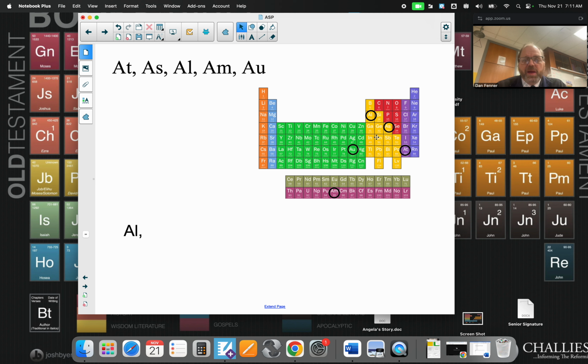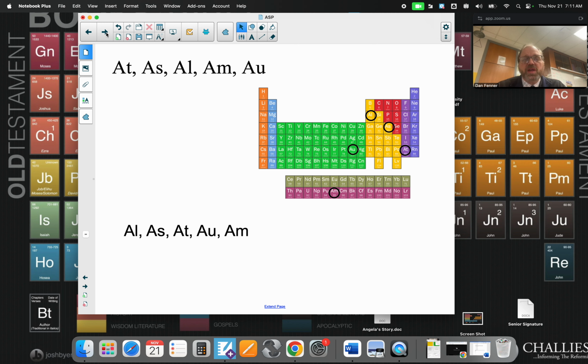Now we're going down a row, so that means that As, arsenic, would be next. Now these two are in the same row. Since they're in the same row, the one to the right, At, is smaller than the one to the left, Au, and then as we're going down, Am, of course, would be the largest of those 5.